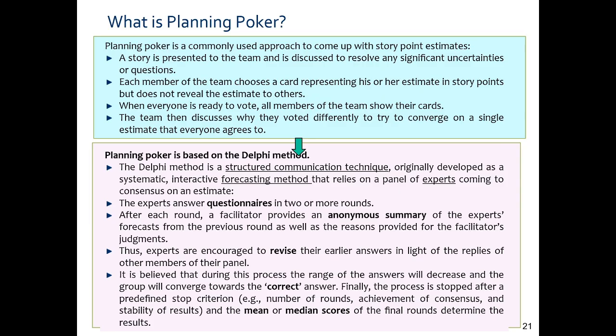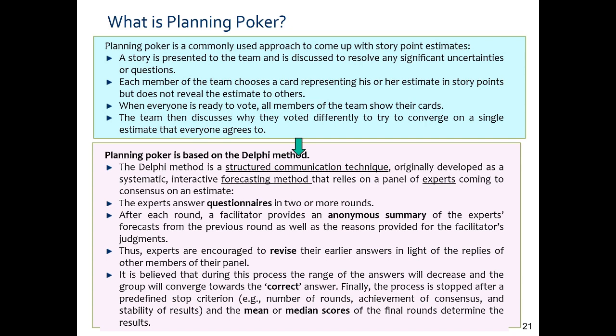But here, who is the expert? The expert could be the Scrum Master. The expert could be the product owner if required, or if the product owner is not available, the business analyst will take up the round. So the experts answer the questionnaires, then an anonymous summary is taken, revising the earlier answers, and then the correct answers are frozen, and the mean or median scores of the final rounds are determined.